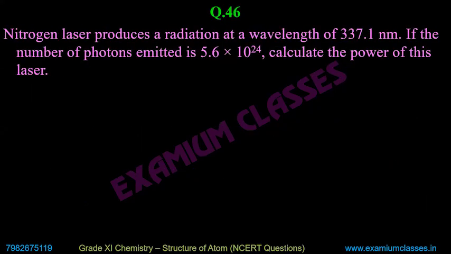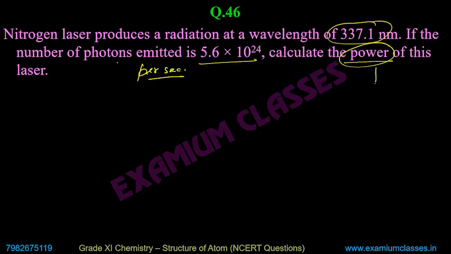Next, a nitrogen laser produces a radiation at a given wavelength; if the number of photons emitted is this one, calculate the power. Now this question is not complete in itself. It is an NCERT question. In the latest edition also I have seen they have not changed it. We can calculate the power only if it is given per second. If they had written photons emitted per second, then yes, we could have calculated power. Otherwise, whatever we get is the energy, and in this case you need to calculate energy. That will be the answer.